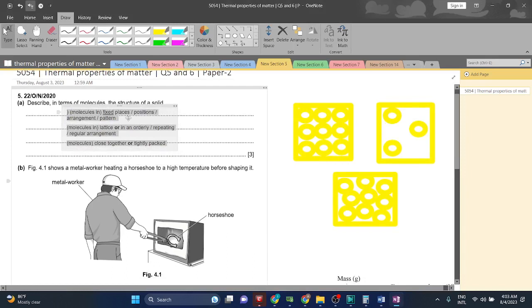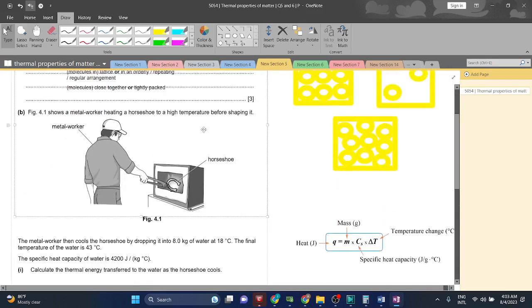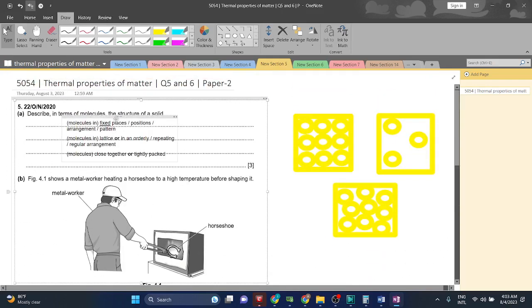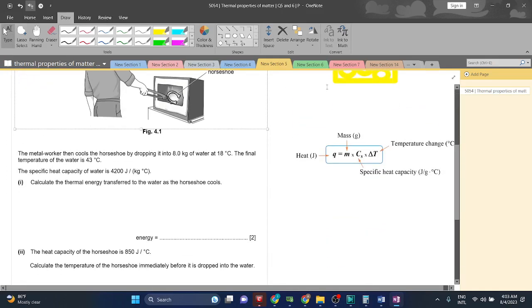Molecules in fixed places, positions, arrangement in orderly repeating regular manner, close to each other, tightly packed. ये तीनों मैंने आपको बता दिए. ठीक है ना? Moving on. बल्कि इसको थोड़ा सा ना रख देते हैं आपकी आसानी के लिए.